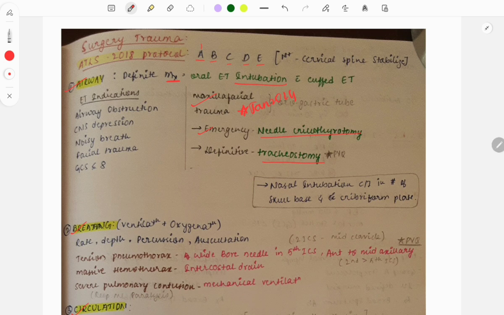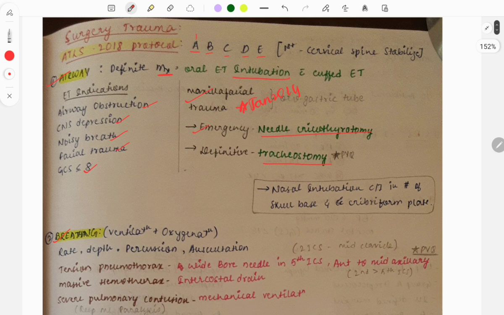Along with that, you must also know the indications where we will be using the ET, and that is when there is airway obstruction, CNS depression, noisy breath, facial trauma and the Glasgow Coma scale less than or equal to 8. If you find these things in a patient, then you will be straight away going for the ET. But there is an exception, that is the maxillofacial trauma. So whenever a patient of maxillofacial trauma will be coming, if it is emergency, then you need to do the needle cricothyroidectomy. But the definitive will be the tracheostomy.